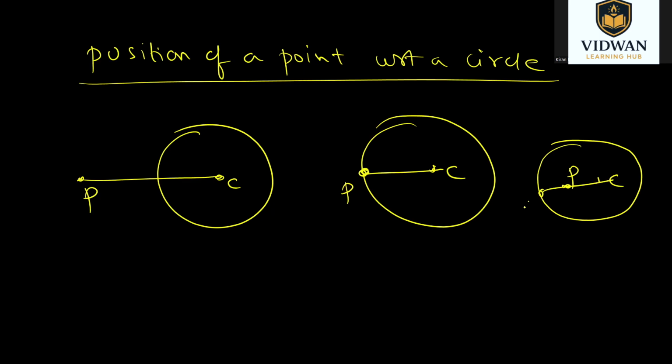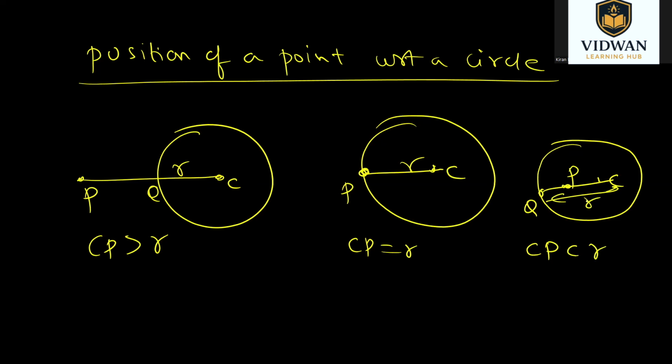So Q is here. In this diagram, you clearly see that CP is more than the radius, because CQ is the radius. CP is more than the radius. Here CP is equal to the radius. And here CP is less than the radius, because the radius is CQ here. So for a point to lie outside, CP is greater than R. For a point to lie on the circle, CP is R. For a point to lie inside, CP is less than R.